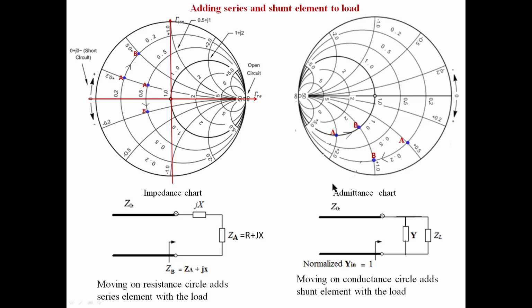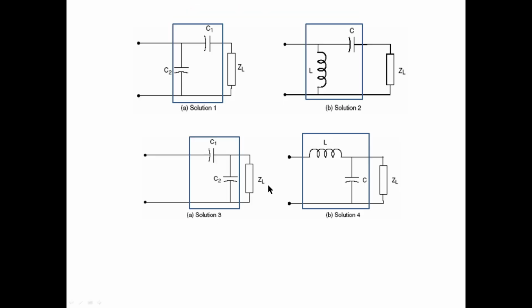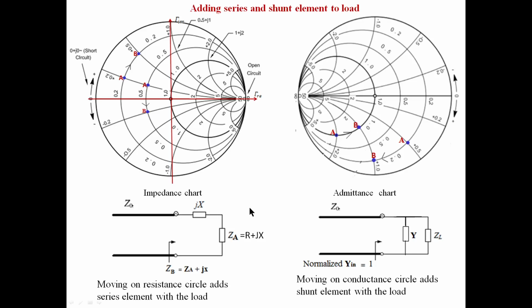Now that procedure we were discussing in the earlier class. So first we will see what the procedure is. I was telling that in the earlier class. What we have to do is move over either a resistance circle or a conductance circle. We have to move over conductance circles or resistance circles from the load point.